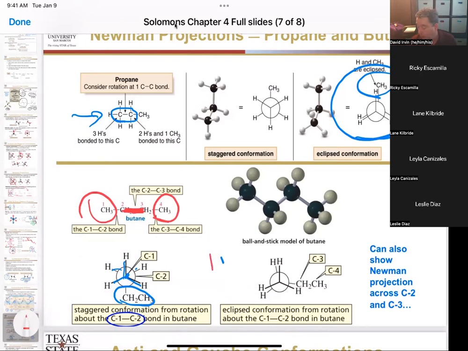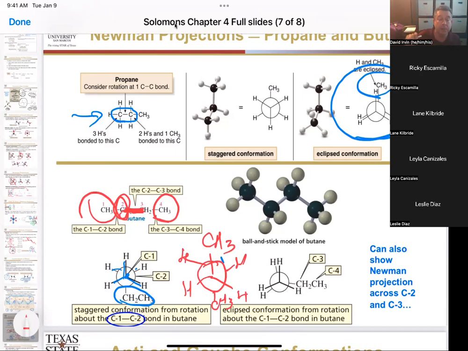So we would draw our 3 bonds that go to our front carbon. We're going to put 1 CH3 here and 1 hydrogen, because we're drawing this number 2 carbon. And then we draw our back carbon with a CH3 on it, a hydrogen, and a hydrogen. See how the different Newman projections come from which 2 carbons you're looking down? Okay, so that's the important part.